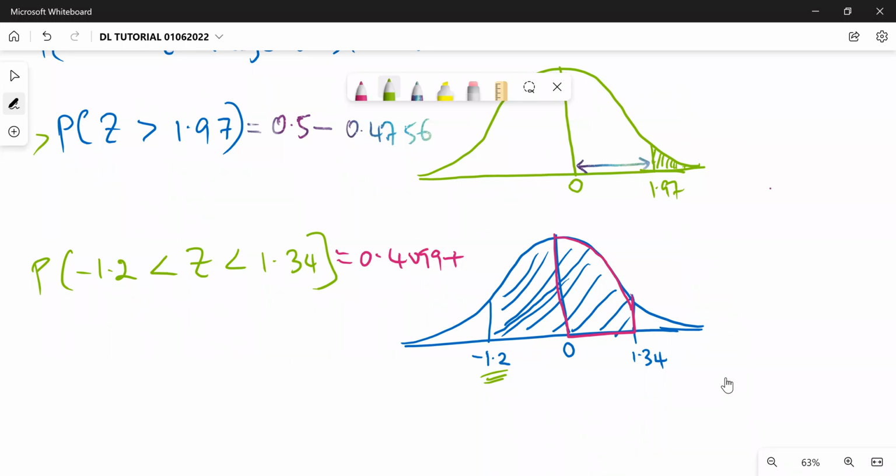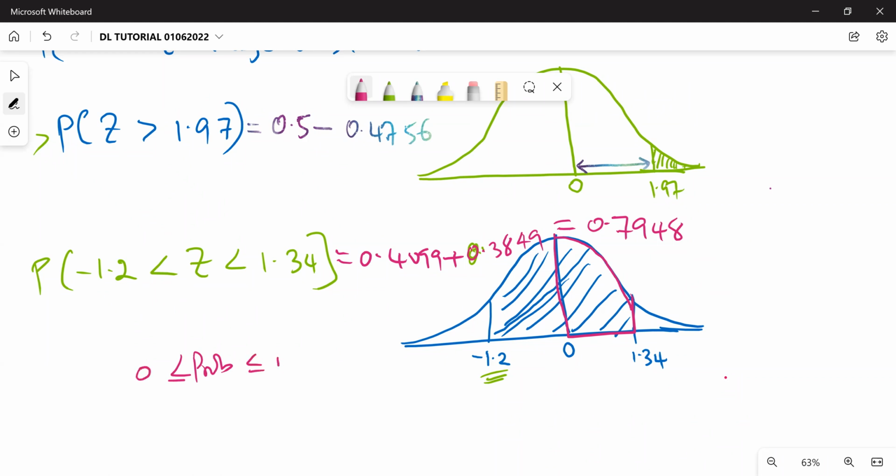Zero point 3849. You add those two, you'll get 0.7949. So the area is 0.7948. And I guess as you do all these, you know that probability is always a number between 0 and 1.